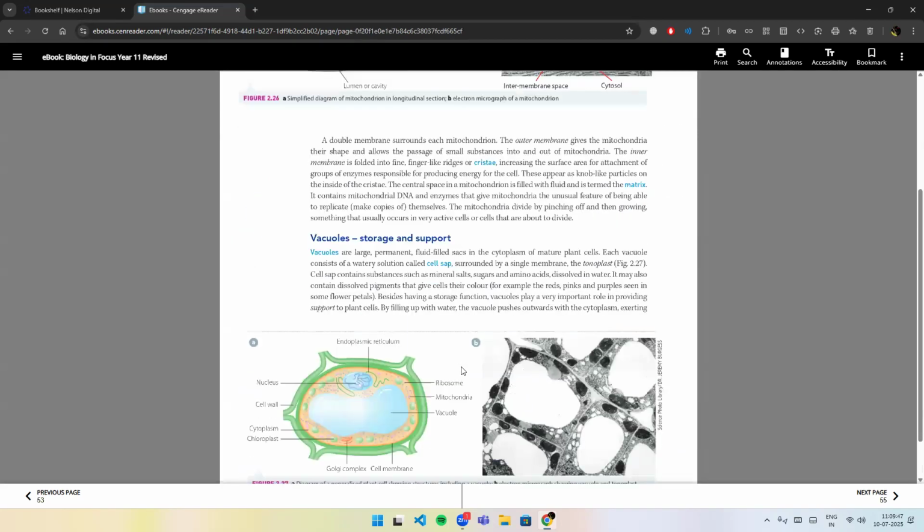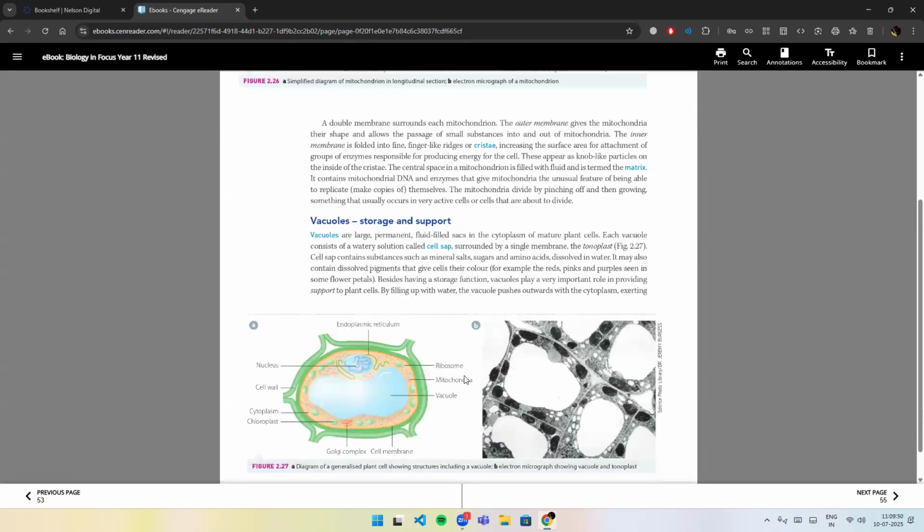A double membrane surrounds each mitochondrion. The outer membrane gives the mitochondria their shape and allows the passage of small substances into and out of mitochondria. The inner membrane is folded into fine finger-like ridges or cristae, increasing the surface area for attachment of groups of enzymes responsible for producing energy for the cell.